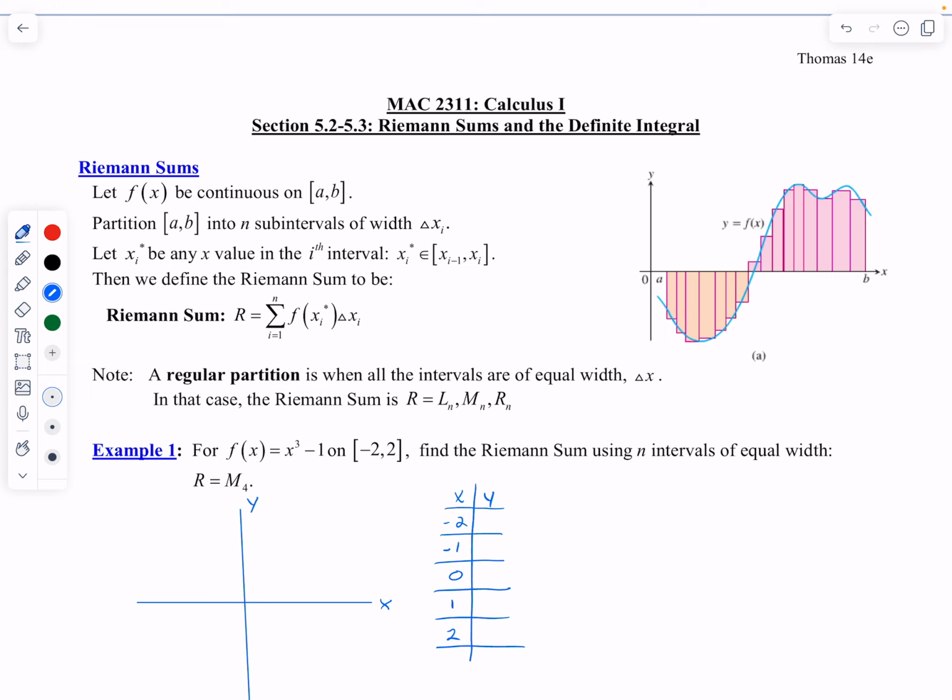So in this section, we're talking about 5.2/5.3 Riemann sums and the definite integral.